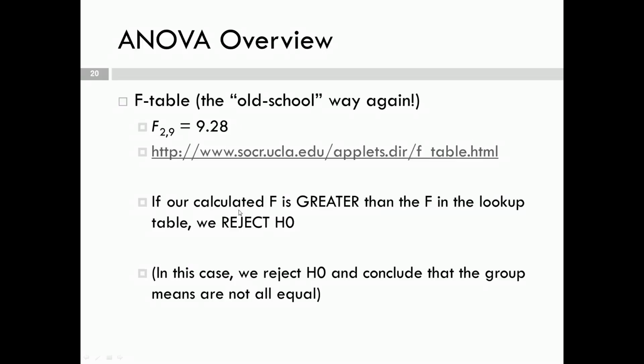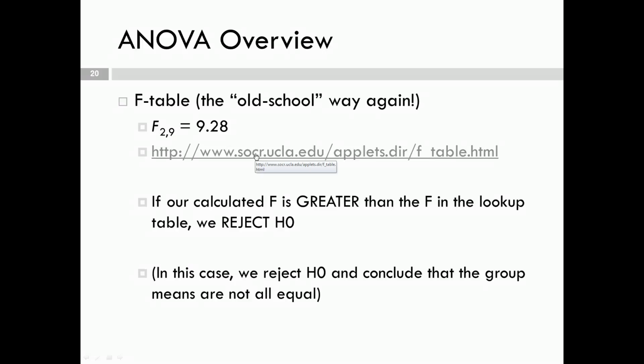Okay, so if our calculated F is greater than the F that we find in our lookup table for our degrees of freedom, we reject H0. So in the example that I had, I calculated my F statistic. I found 9.28 was my F statistic, and I had degrees of freedom of 2 and 9. I had 3 groups, and 3 minus 1 is 2 for the first degrees of freedom, and then I had 12 observations and 3 groups, so 12 minus 3 is 9 for the second degrees of freedom.